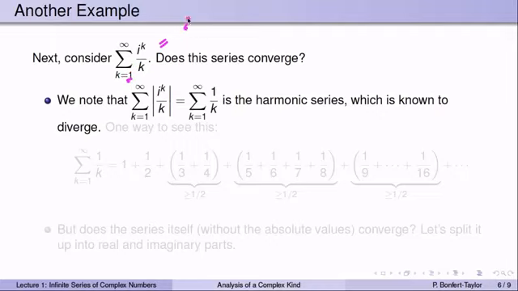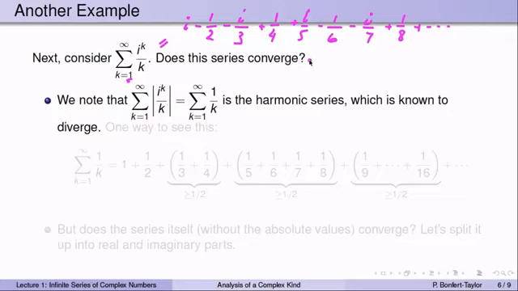So for k equals 1, we get i over 1. For k equals 2, we get i squared over 2, so minus 1/2. For k equals 3, we get i cubed, which is minus i over 3. For k equals 4, we get i to the 4th, which is 1 over 4. And then we keep going, plus i over 5, minus 1/6, minus i over 7, plus 1/8, and so forth.